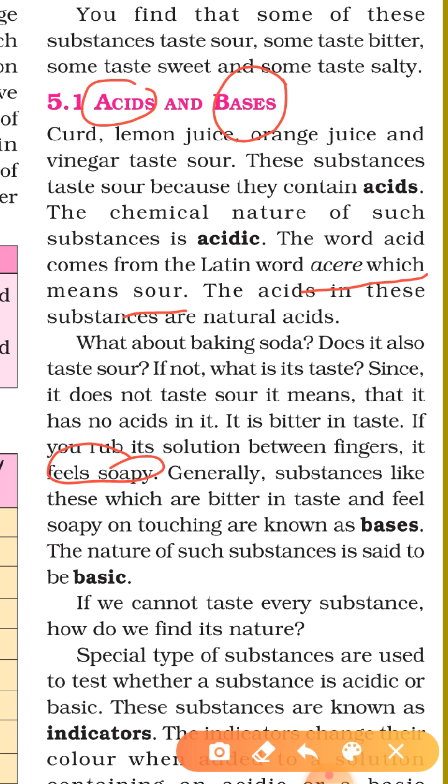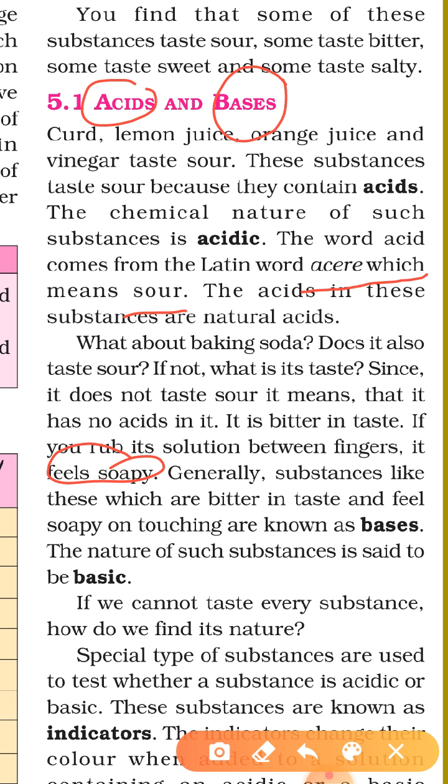Bases are the substances which are bitter in taste, and when we rub them between our fingers, if they feel soapy to touch, these are bases. If we add them to water, it gives us bubbles, so these are bases. And what is the nature of it? It is basic in nature.